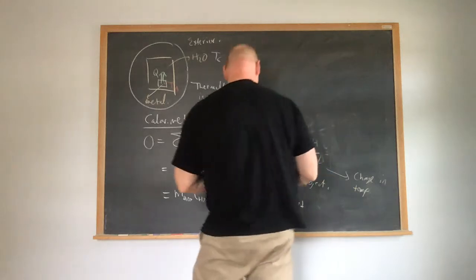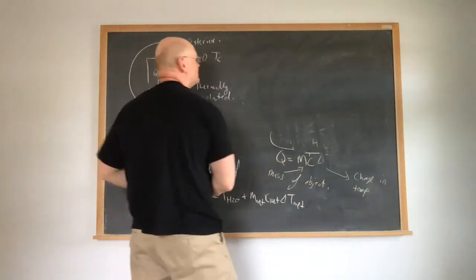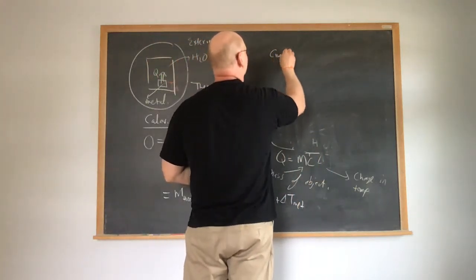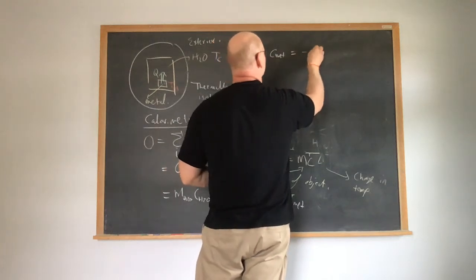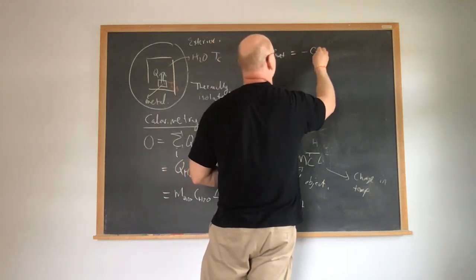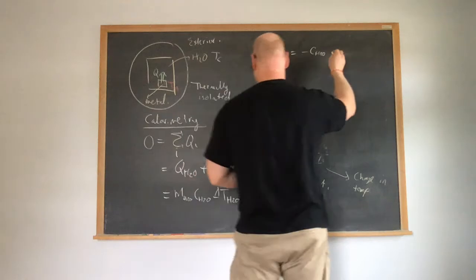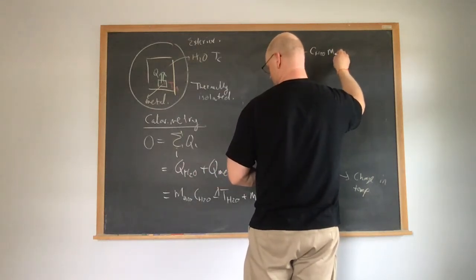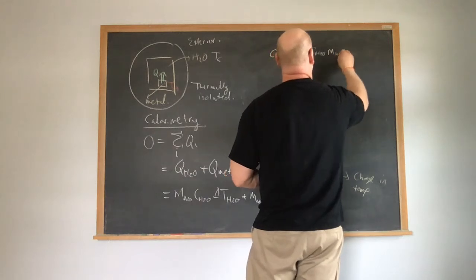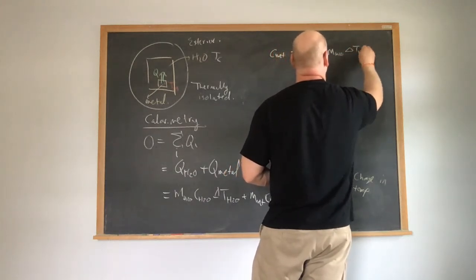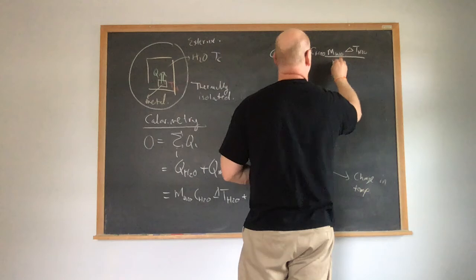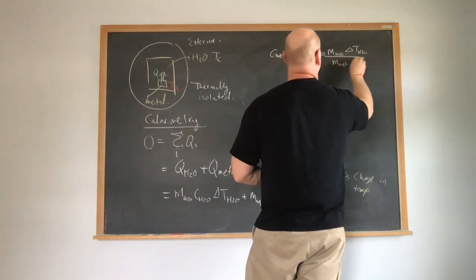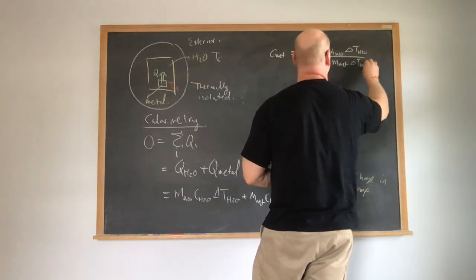So finally what I get then, throw chalk all over my place, the specific heat of the metal is then equal to minus the specific heat of the water times the mass of the water times the change in temperature of the water divided by the mass of the metal times the change in temperature of the metal.